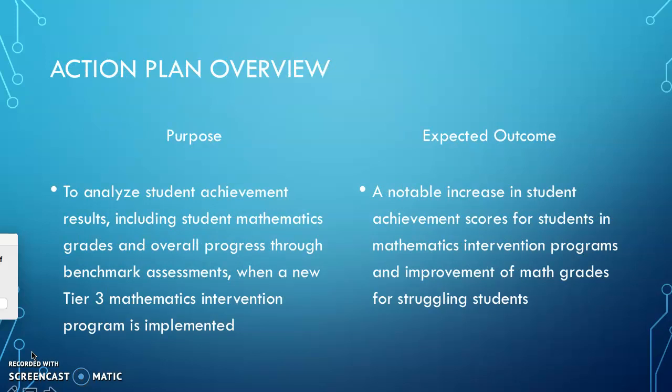After all of the data and research was analyzed, an action plan was developed. The purpose of the action plan was to analyze student achievement results, including student math grades and overall progress through benchmark assessments, when a new Tier 3 math intervention program was implemented. The expected outcome of the plan included a notable increase in student achievement scores for students in math intervention programs and improvement of math grades for struggling students.